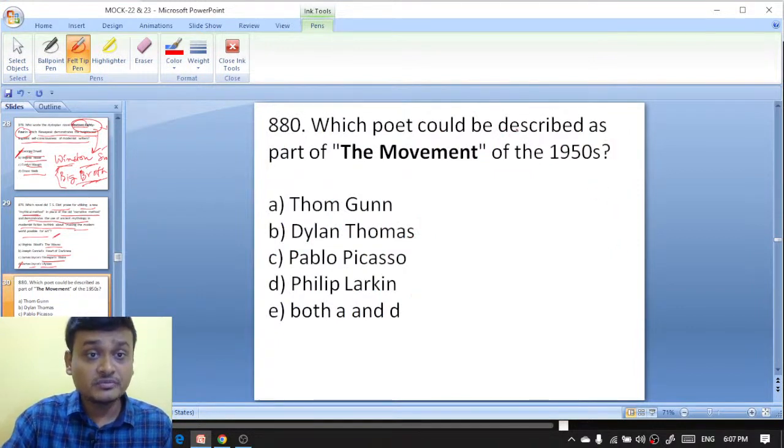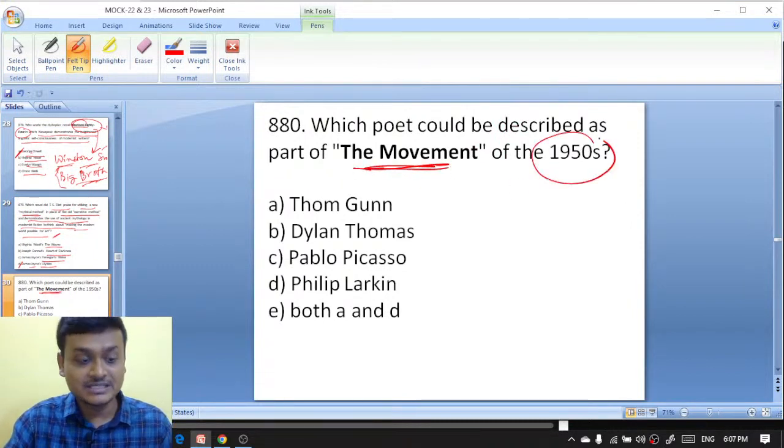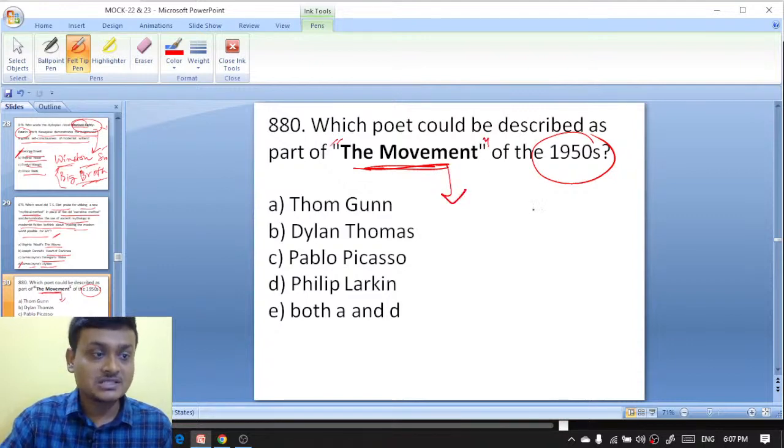Which poet could be described as part of the Movement of the 1950s? Remember this fact: the phrase the Movement was coined by J.D. Scott. Who coined this phrase? It was J.D. Scott who coined the phrase the Movement.